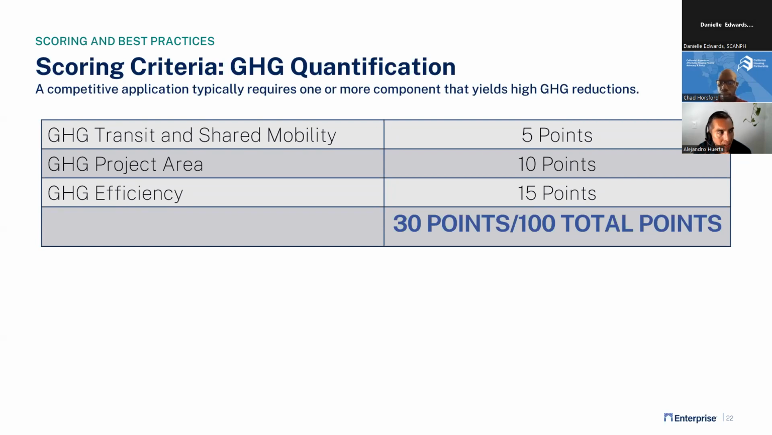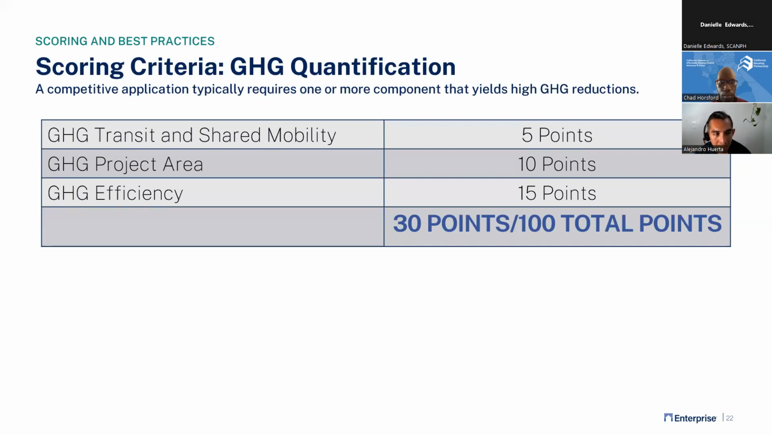And I'll note here that there are 3 categories in which you're scored for your GHGs. The first one, GHG transit and shared mobility, is for all those things that you're going to do in terms of partnering with a transit agency or a public works or transportation department from a city or county to create those bikeways, to create those walkways, and to procure whatever transit vehicle or creation of a transit project to get your transit GHGs high. The second category, GHG project area, is basically anything related to your housing development and some of those public improvements.